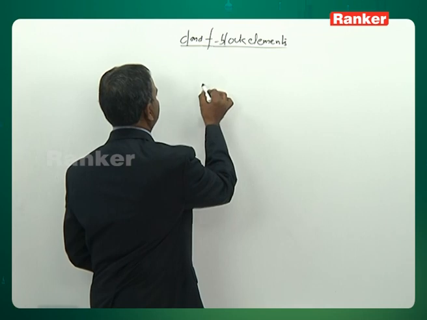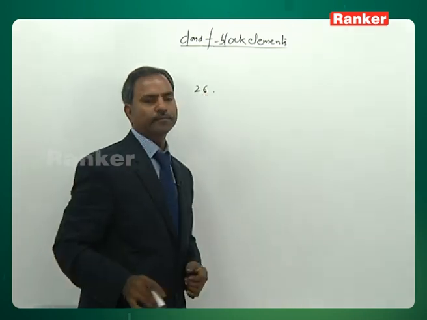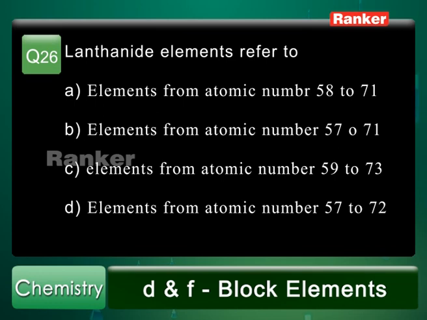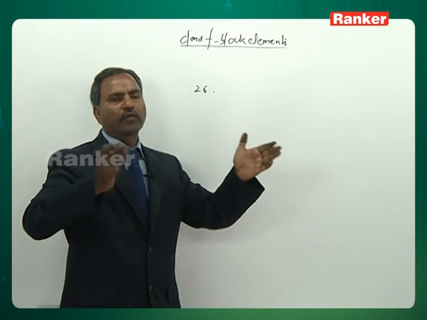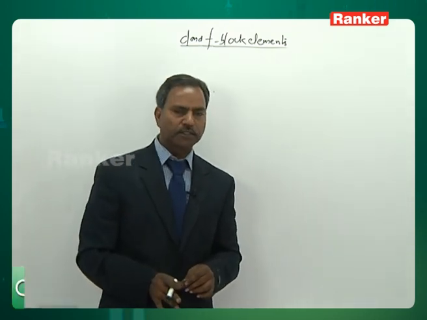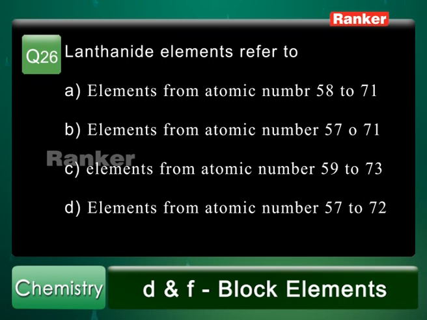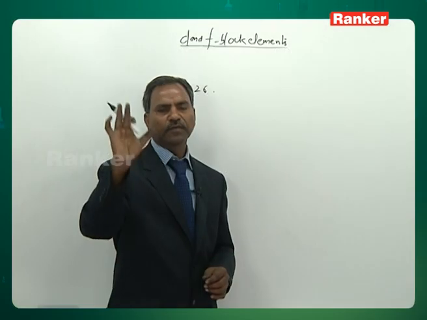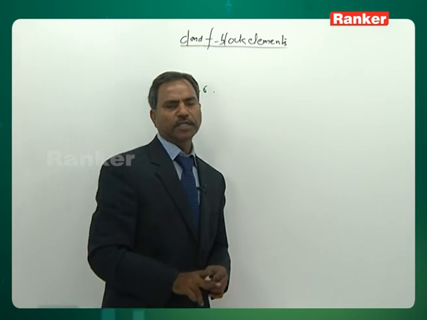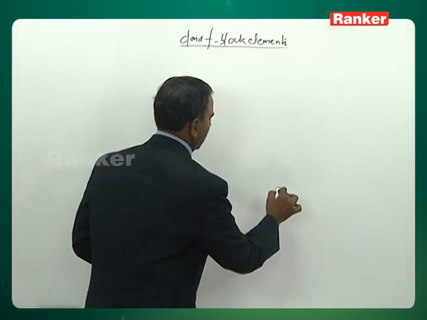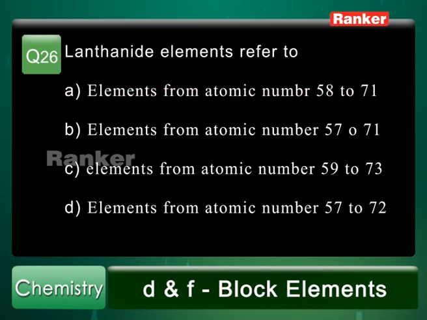Coming to question number 26. Lanthanide elements refers to. Even from 10th class onwards, we go on studying this periodic table. Which elements do we call lanthanides? Don't look at the answers, let us say. Lanthanides start from cerium 58 to lutetium 71. So the answer is the elements from atomic number 58 to lutetium 71. For question number 26, option A is correct. You need not think much about it. Yes, answer A is the correct one.